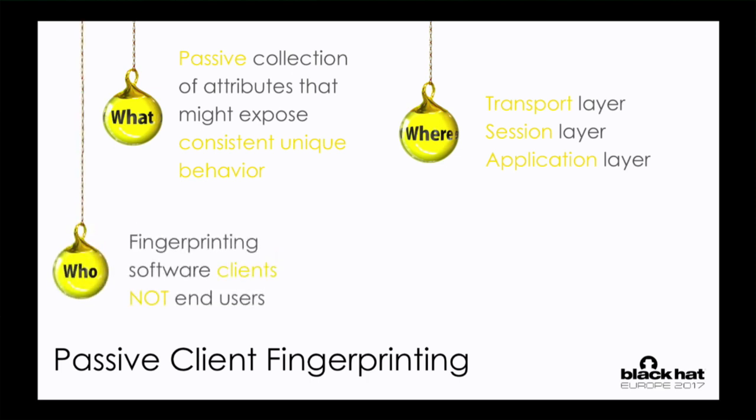Who are we trying to fingerprint? I just want to make sure we are not trying to fingerprint end users. And even if we were trying to fingerprint end users, we cannot do that using passive client fingerprinting. All we do is look at the software, at the way a certain client is implementing a certain protocol, and by that we can infer something on that client.